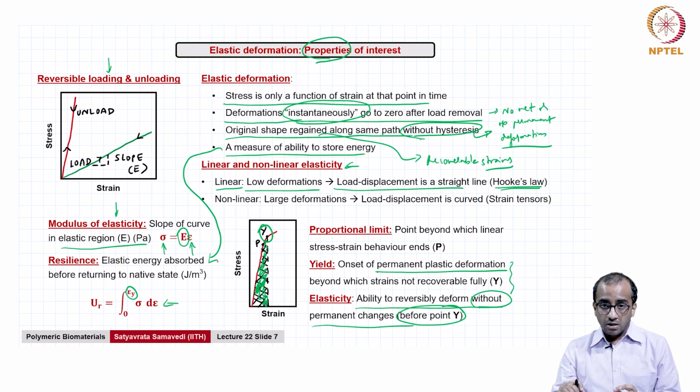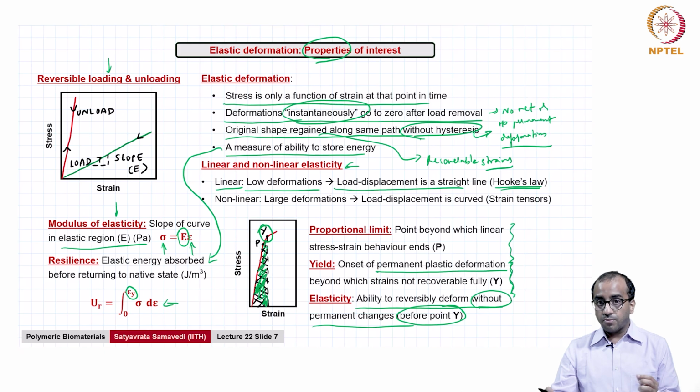So, we have looked at 2-3 important ideas. One is the ability to extract modulus of elasticity from the stress strain curve, the ability to extract resilience from the stress strain curve, and both of these are associated with the elastic deformation. We have also defined 2 important transition points. One is a proportional limit, and the other is yield.